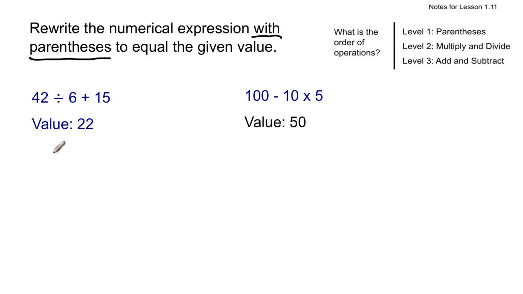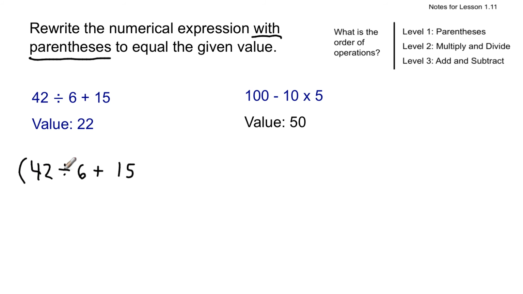42 divided by 6 plus 15. All right, I'm going to write down the expression, and you should too. 42 divided by 6 plus 15. And then I'm going to look at if I put parentheses around the 42 divided by 6, or should I write the parentheses around 6 plus 15? And we'll just kind of trial and error this one.